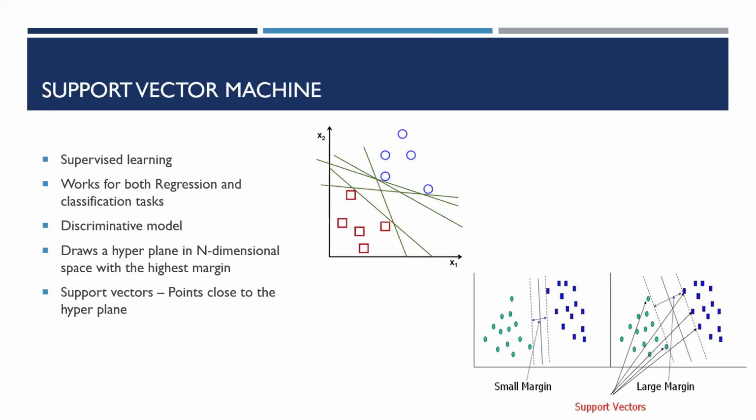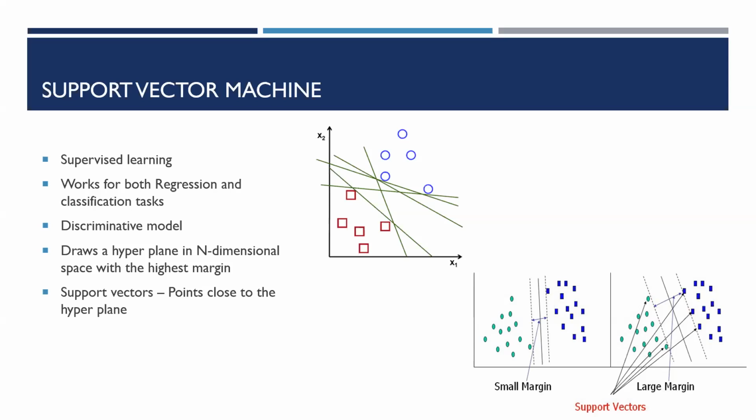SVM, support vector machine. SVM is a linear model for classification and regression problems. This algorithm creates a line or a hyperplane which separates data into classes. Suppose we have to classify green circles from blue squares, which is shown in the figure. We will have infinite lines to separate these two classes. What SVM does is find the best line that separates the two categories.